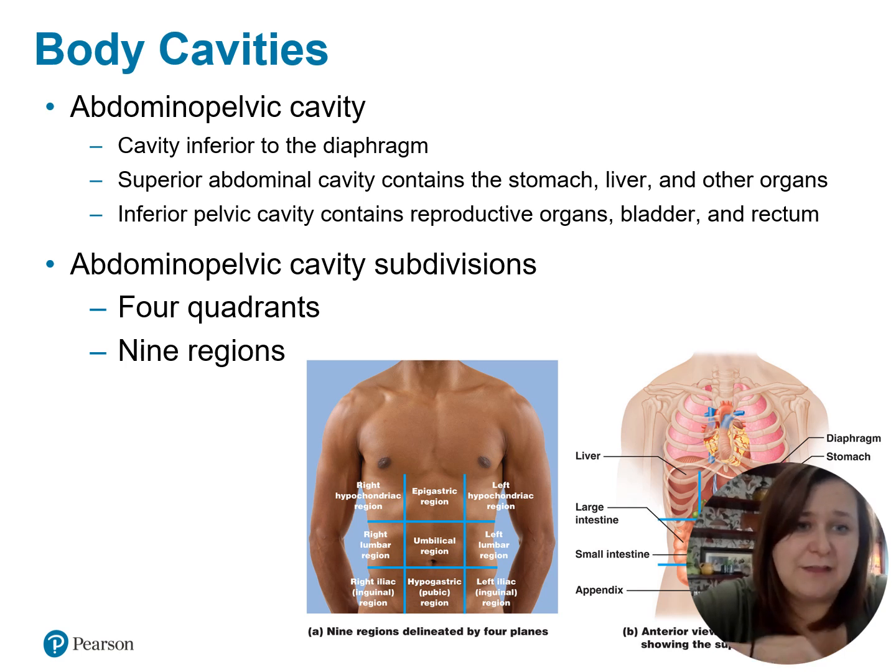We're also going to have the abdominopelvic cavity. This cavity is going to be inferior to the diaphragm. The superior abdominal cavity is going to contain the stomach, liver, and other organs, while the inferior pelvic cavity is going to contain primarily the reproductive organs, the bladder, and the rectum. The abdominopelvic cavity has subdivisions. It has 4 quadrants, which then are separated into 9 regions.